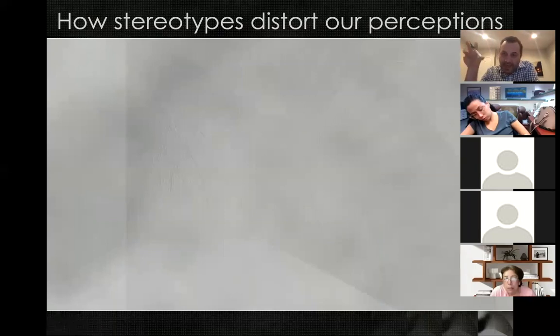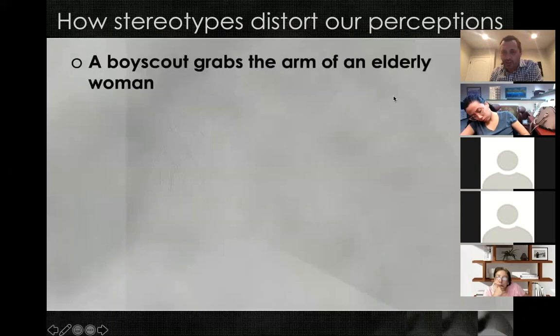The stereotypes that we have about other people can distort the way that we interpret or remember information. And I want to give you a couple examples of how that can be the case. And this comes back to the idea of why stereotypes can be problematic, because they can distort the way that we interpret information. So for instance, if you think about the scenario where a Boy Scout grabs the arm of an elderly woman and you form an image of that in your head.